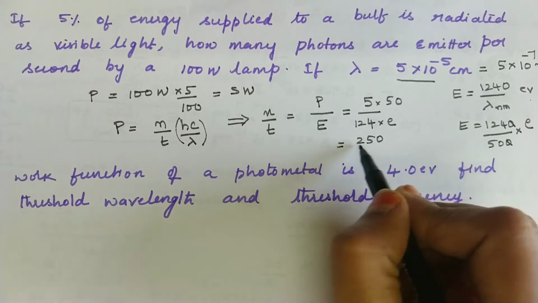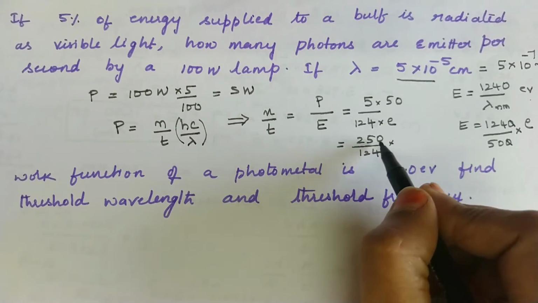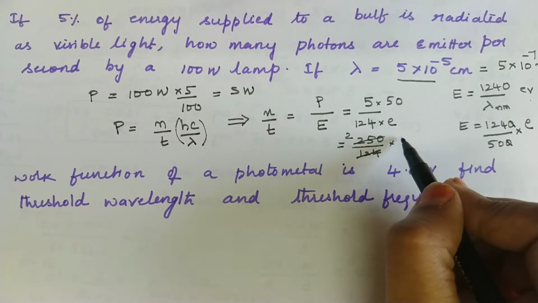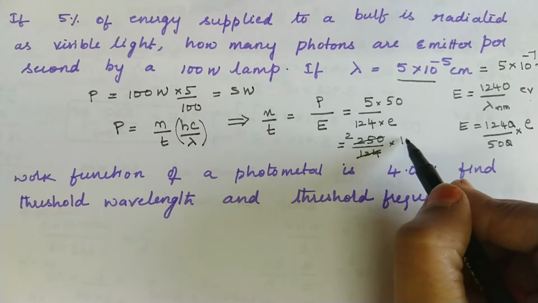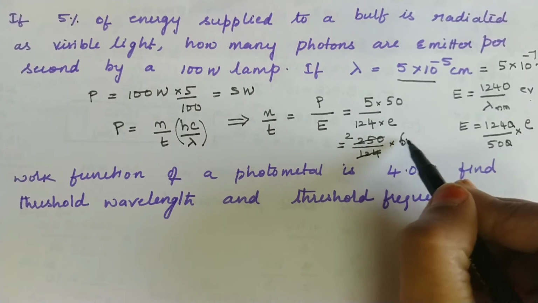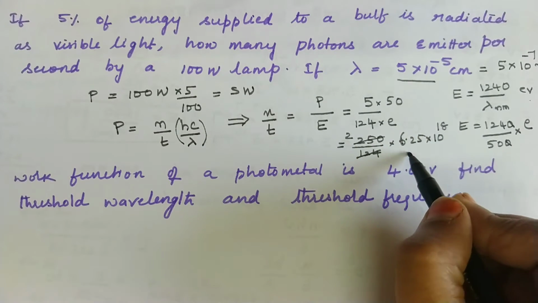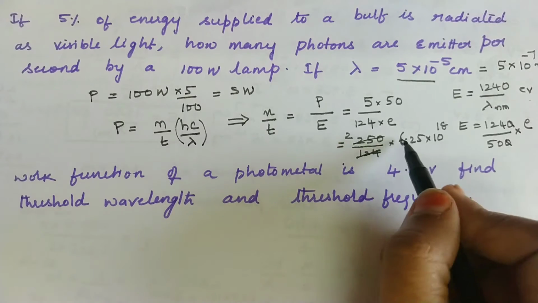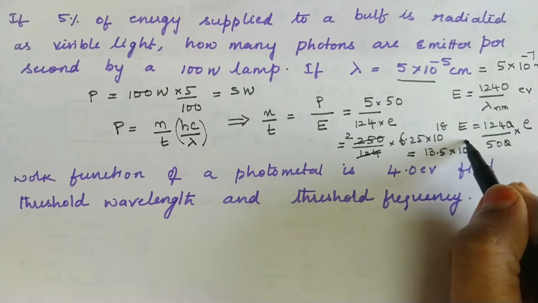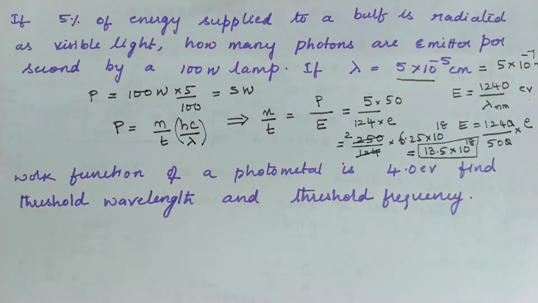It's 250 by 124 into 1 by e. 250 by 124 is approximately 2, into 1 by the charge of electron. We know 1 by 1.6 into 10 to the power minus 19 can be written as 6.25 into 10 to the power 18. So what would your answer be? This is only a mathematical simplification: 13.5 into 10 to the power 18 photons per second.